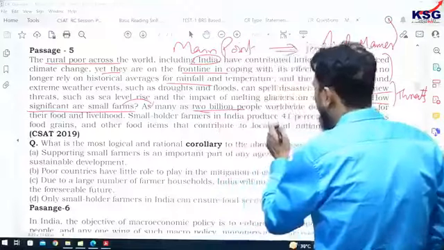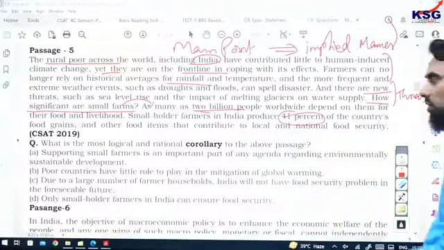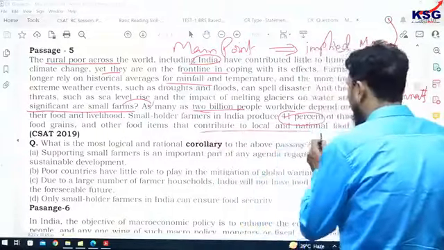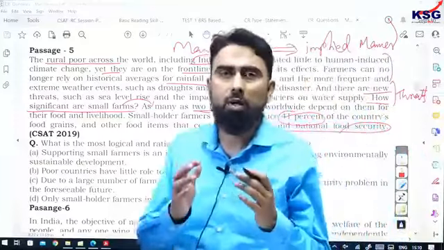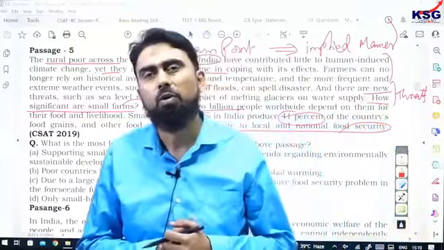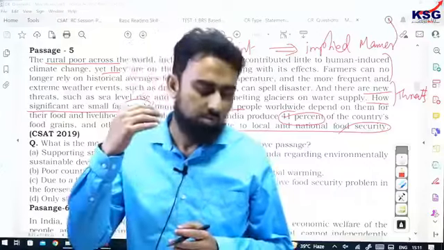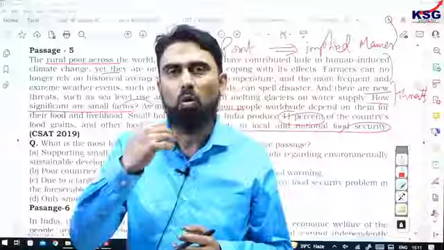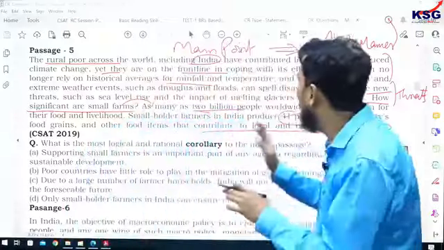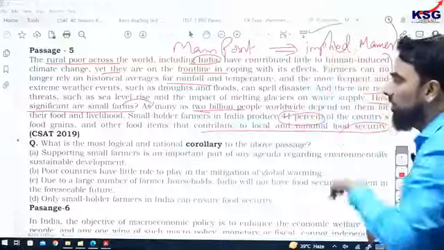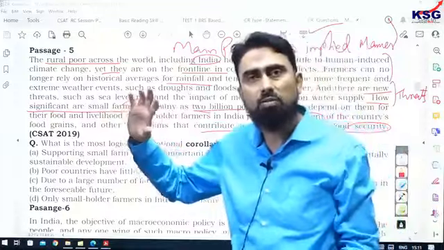Smallholder farmers in India produce 41% of the country's food grains and other food items that contribute to local and national food security. 41% is a big number, right? Their contribution is this, and they're facing problems without playing the main villain role in climate degradation. So if you connect these dots, you get to know the implied idea of the author. He has done an advocacy for the poor farmers in India. That seems to be the main point.